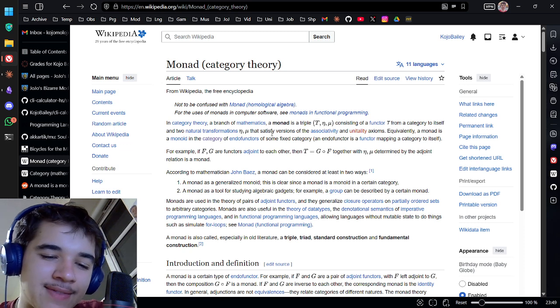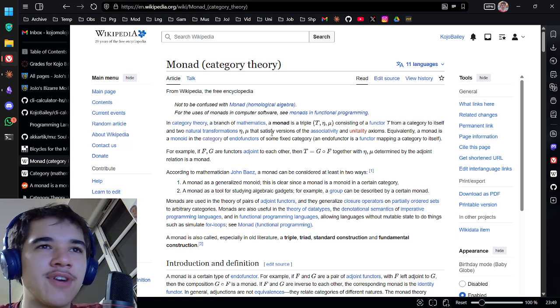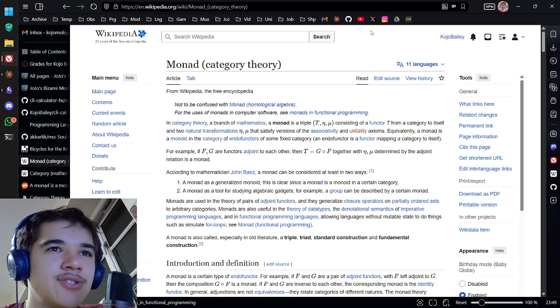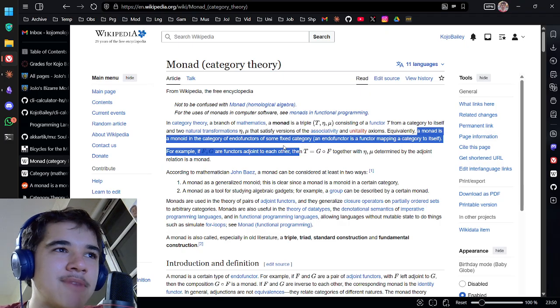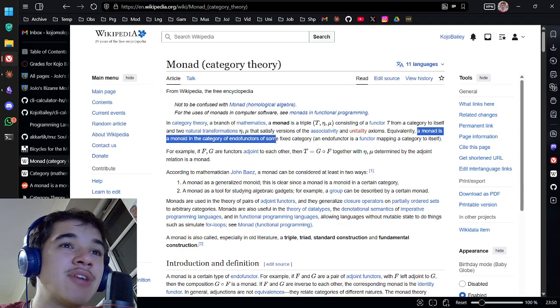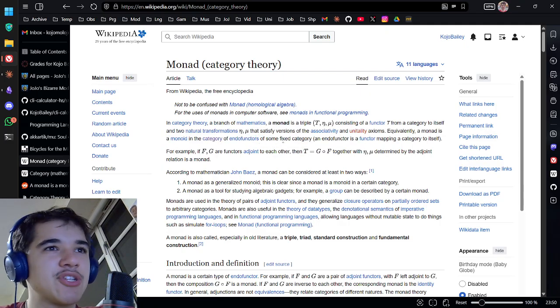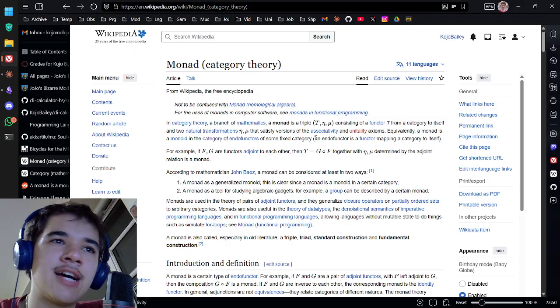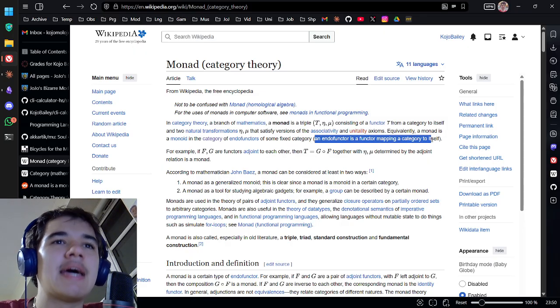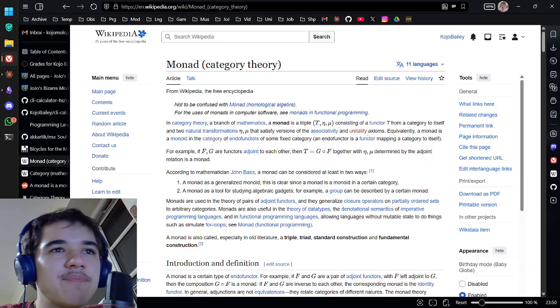So yeah, that's what I have written so far, apparently. And just to explain this, a monad is a monoid in the category of endofunctors of some fixed category, right? It says here an endofunctor is a functor mapping a category to itself.